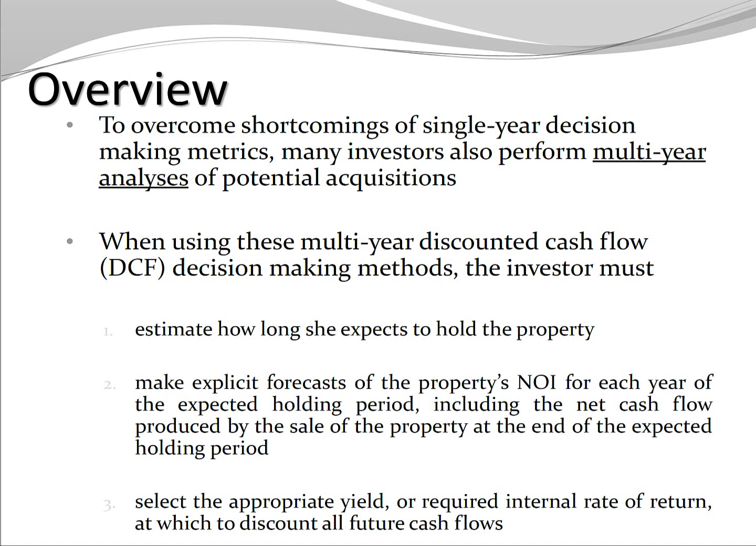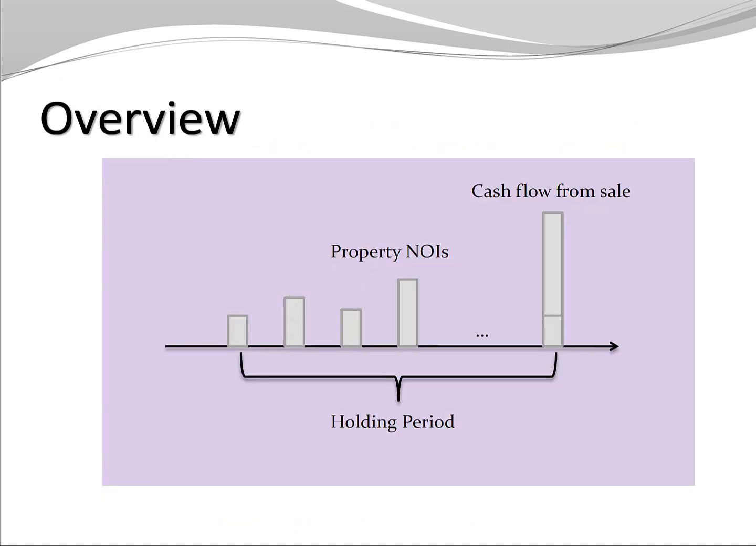After that, the investor needs to select the appropriate yield or the required rate of return at which to discount all the future cash flows. As an overview, what the investor needs to do is to estimate the holding period for this property and the net operating income from the property on an annual basis from operation, as well as cash flow from sales at the end of the period, and then discount all the future cash flow to find the present value of those future cash flows.